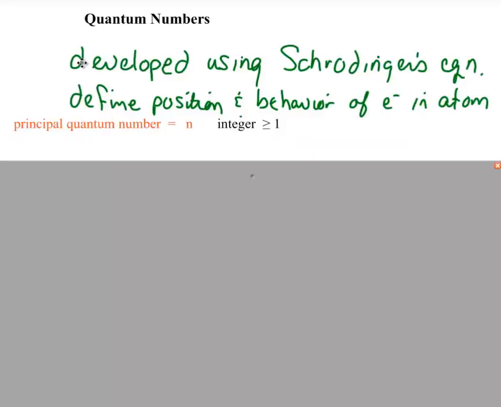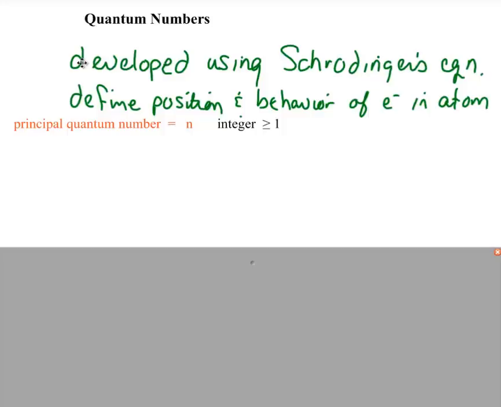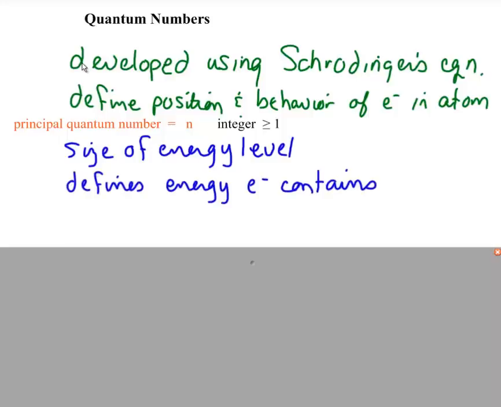The first one is the principal quantum number. It is an integer greater than or equal to 1. The principal quantum number describes the size of the energy level. Because it describes the size of the energy level, it also describes the amount of energy the electron contains. As n gets larger, the size of the energy level gets larger and the amount of energy increases.